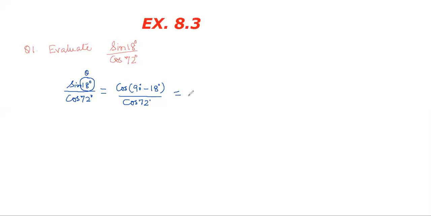And in the second step, I will simply do the subtractions. So when I subtract 90 minus 18, it will be cos 72 degrees. And in the denominator, I am also having cos 72 degrees. So these two will cancel each other, and the answer is 1. Let's do a few more examples to understand better.